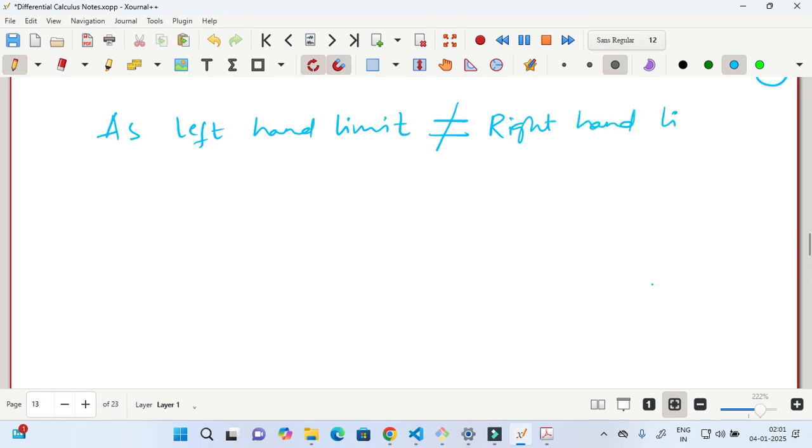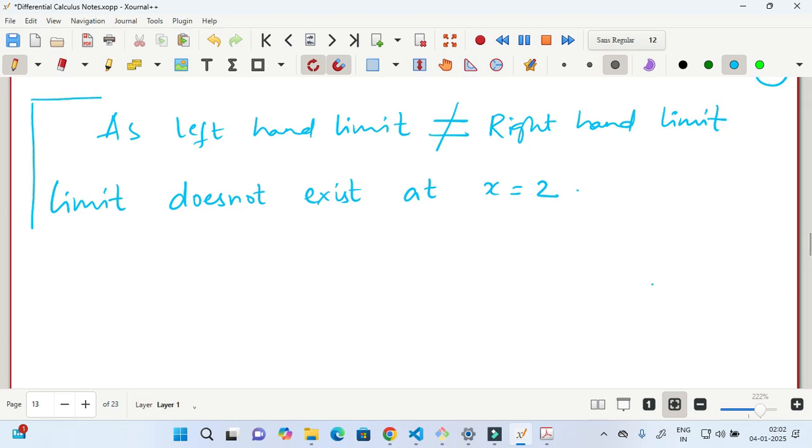So as left hand limit is not equal to right hand limit, the limit does not exist at x is equal to 2. So yeah, this is it. This is the solution of the given problem.